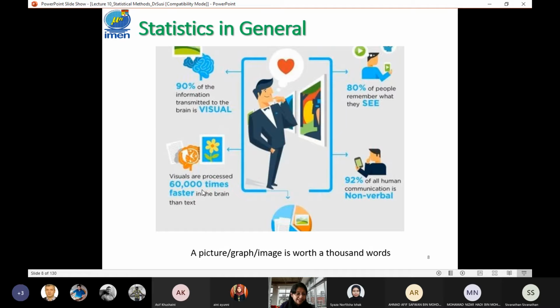Visuals are processed 60,000 times faster in the brain than text. 80% of people remember what they see, all right? And 92% of all human communication is non-verbal, doesn't involve talking. So it's more to do with images, figures, and so forth. So for your defense proposal, which will happen in a few months' time, as much as possible, try to use more images, explain your methodology and your problem statements, use more figures, and try to get the message across using figures and images.